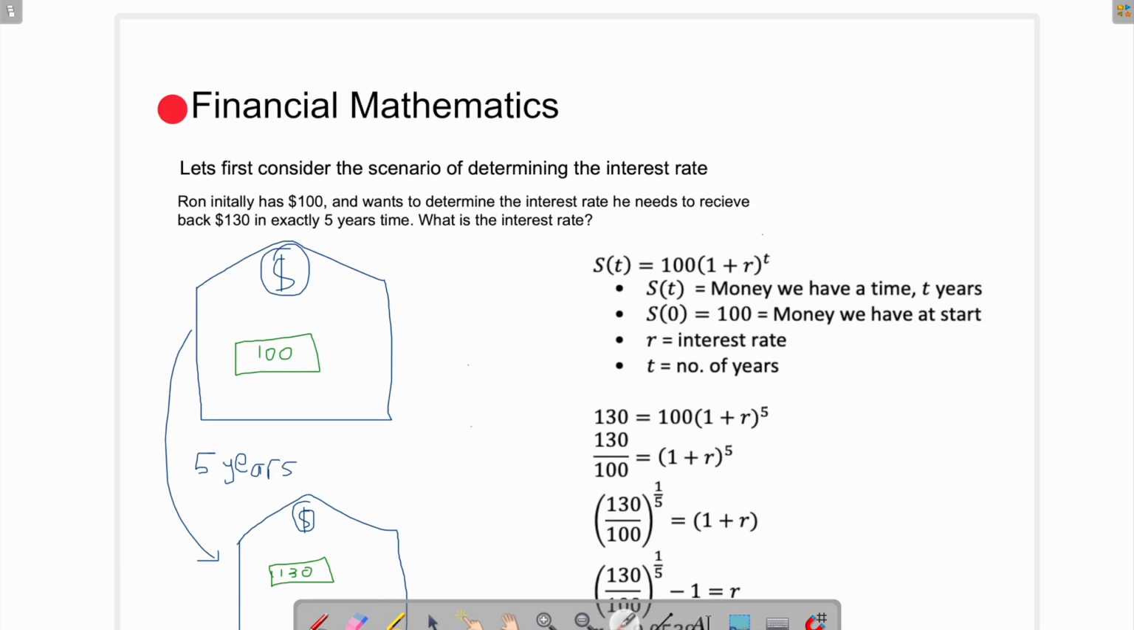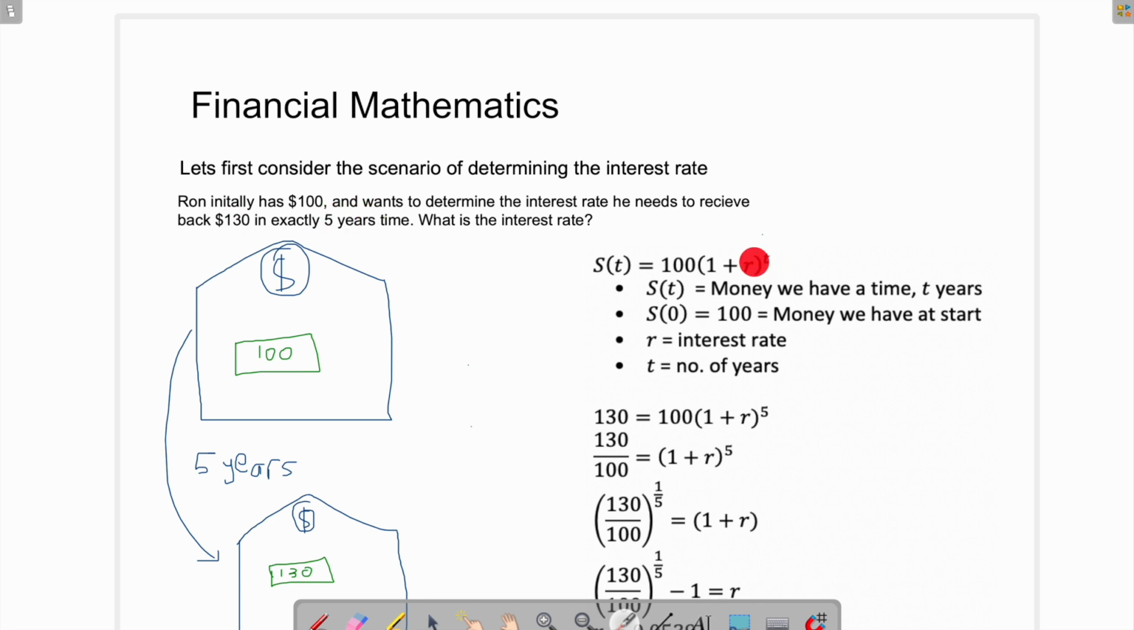So the first one we'll be talking about is financial mathematics. So we're going to be considering the case. Ron, our person here, has $100 today, and he wants to determine the interest rate he needs to receive back in order to have $130 in exactly 5 years' time. So what is this question asking us? If we break it down here, we know he has today $100. In 5 years, he wants $130.